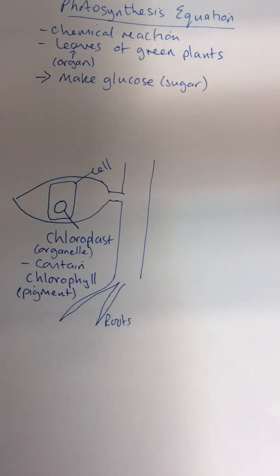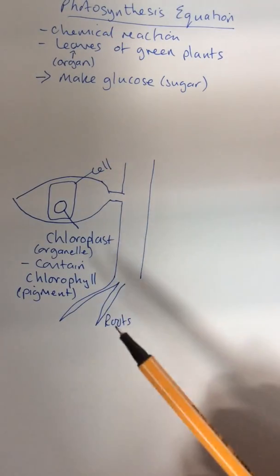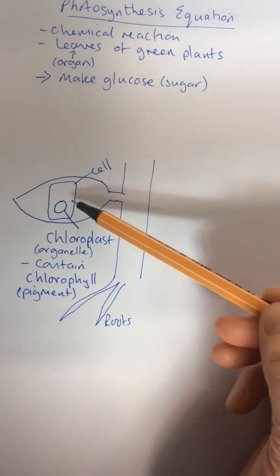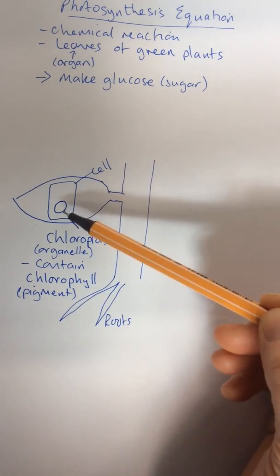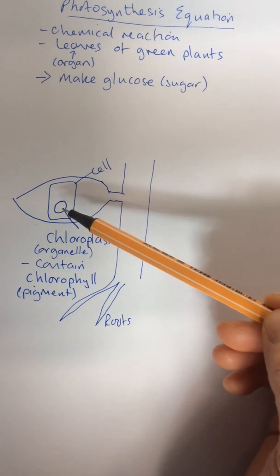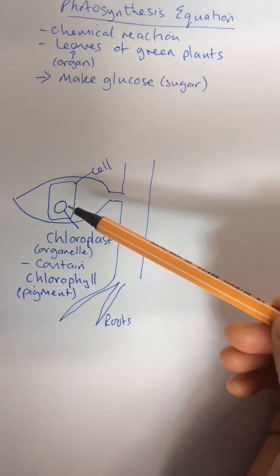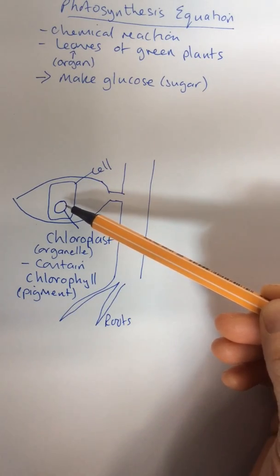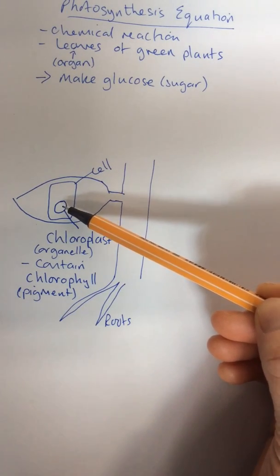Okay, so let's just quickly clarify. Here's our plant with roots, stem, leaves. Inside the leaf we've got a cell. Inside that cell we've got lots and lots of chloroplasts, and they are examples of what we call organelles. And inside those chloroplasts is a green pigment called chlorophyll.